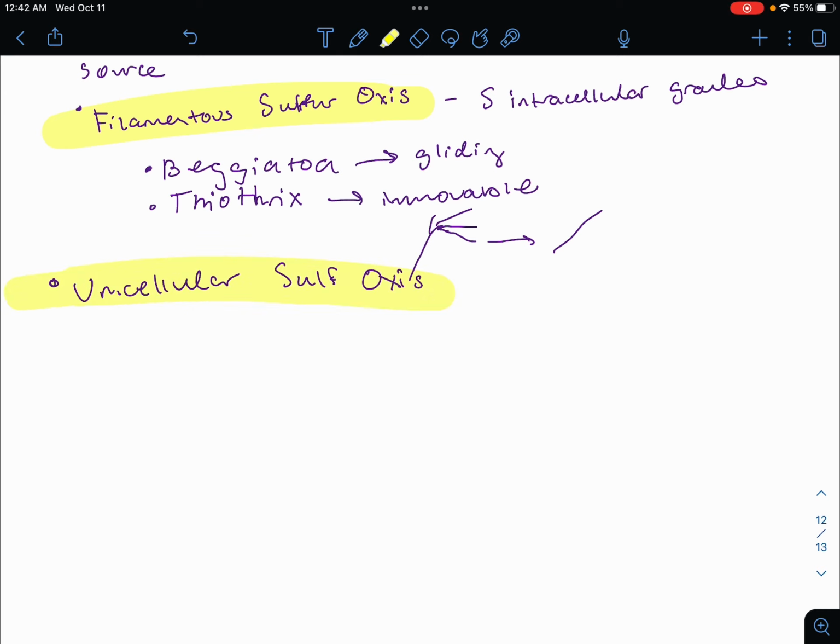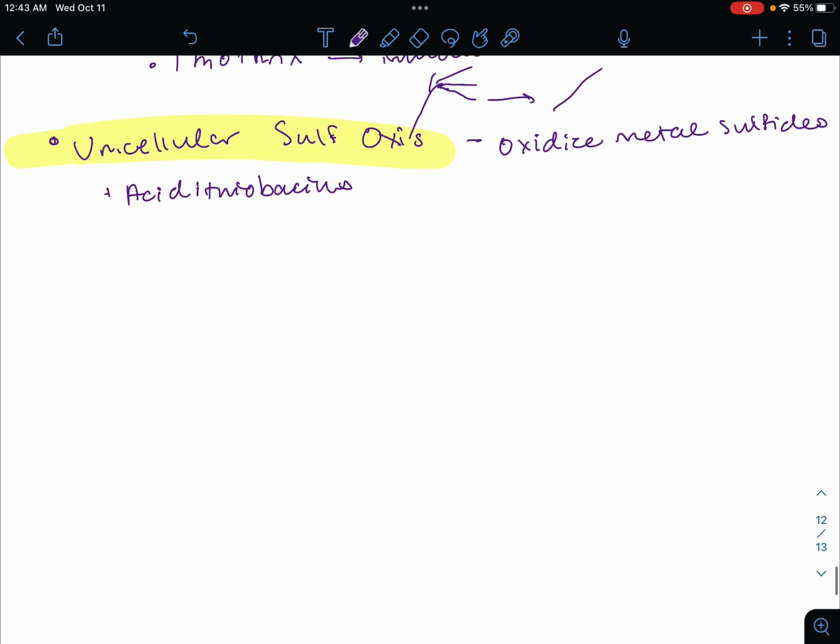A lot of different types of bacteria here. We have something called the... These are going to be oxidizing metal sulfides. A genus that we'll be looking at is Acidithiobacillus, Thiobacillus actually. And of course these are going to be in terrestrial as well as aquatic habitats.